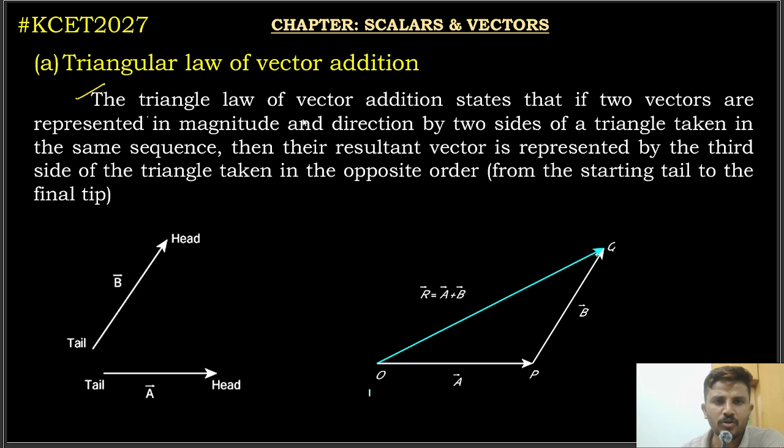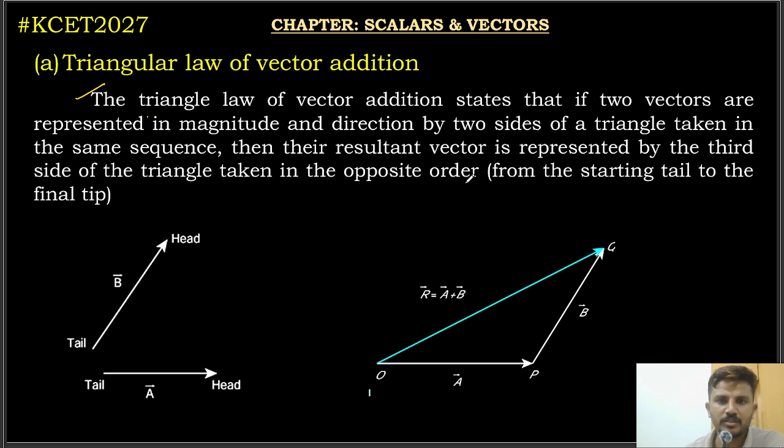The triangle law of vector addition states that if two vectors are represented in magnitude and direction by two sides of a triangle taken in the same sequence or same order, then the resultant vector is represented by the third side of the triangle taken in the opposite order.